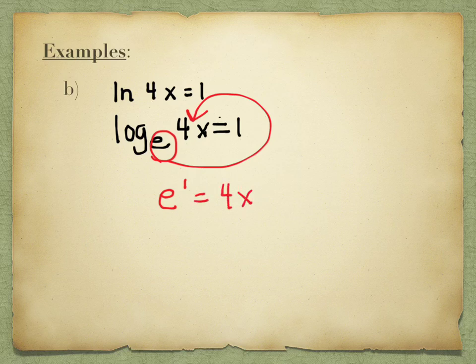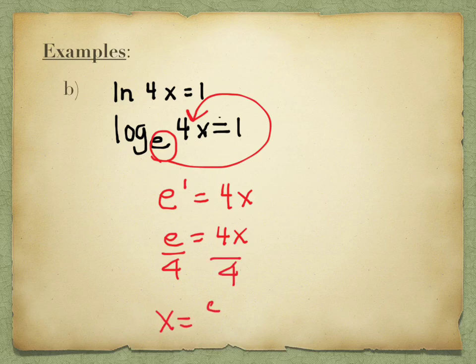You can leave that written as e to the 1 if you really want to. How else could you just write it? E, because it's just a power of 1. So this is really just e equals 4x. How do I solve for x? Divide by 4. So x actually in this problem equals e over 4.